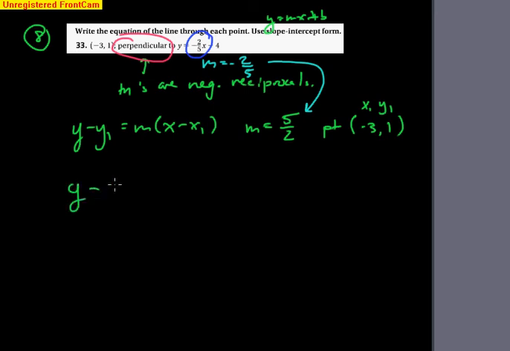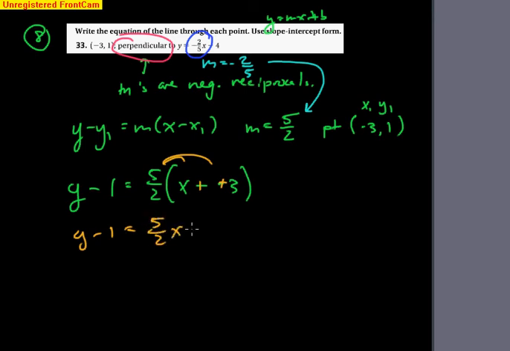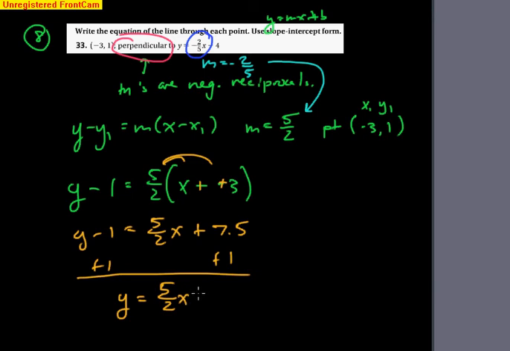So now we plug it in. y minus 1 equals 5/2 times x minus negative 3. To solve, we change our signs, that's plus. We distribute the 5/2: y minus 1 equals 5/2 x plus, you can give me a decimal, I believe you get 7.5. You could also keep it as a fraction, I don't care. And then we add 1 to both sides. y equals 5/2 x plus 8.5. And there's your equation through (negative 3, 1), perpendicular to that line.